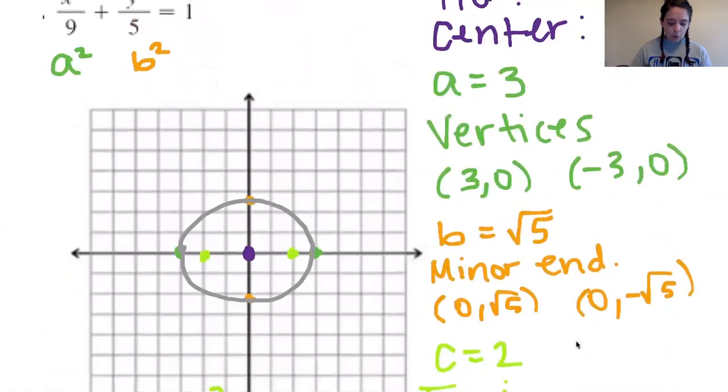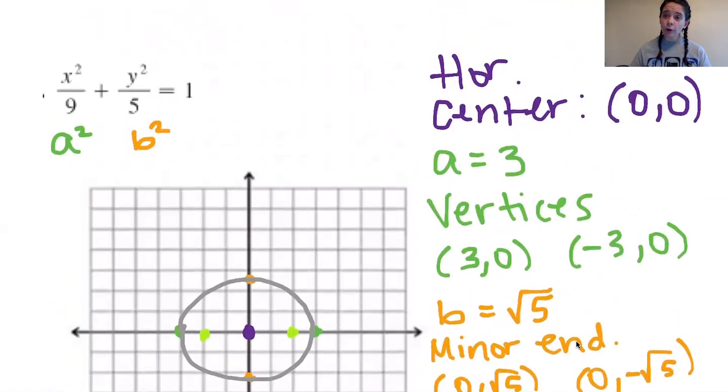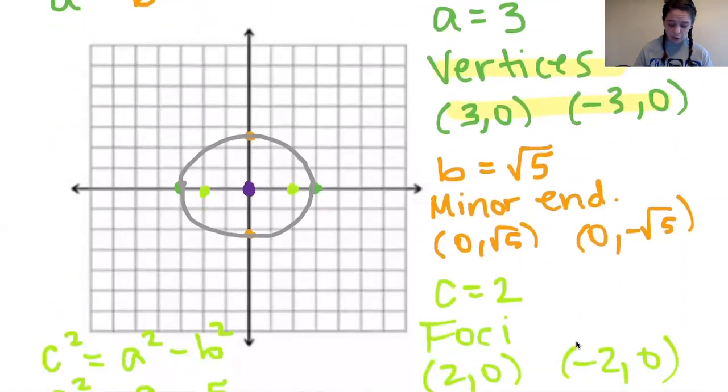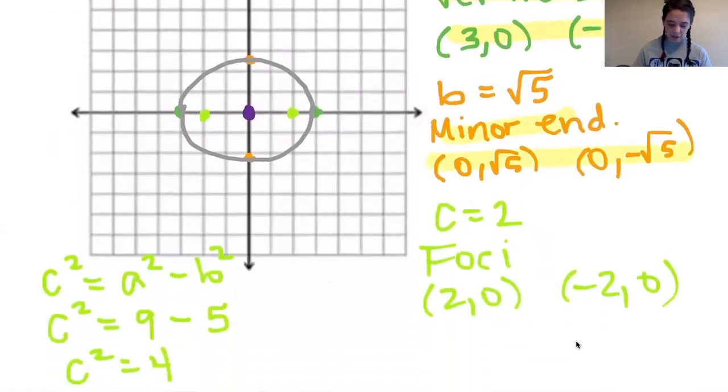When you graph an ellipse, we need to identify the center. Then you can plot your vertices. Then you can plot your minor endpoints. Then you can plot your foci. I need all of those things in order to know that you understand what's going on with your ellipse.